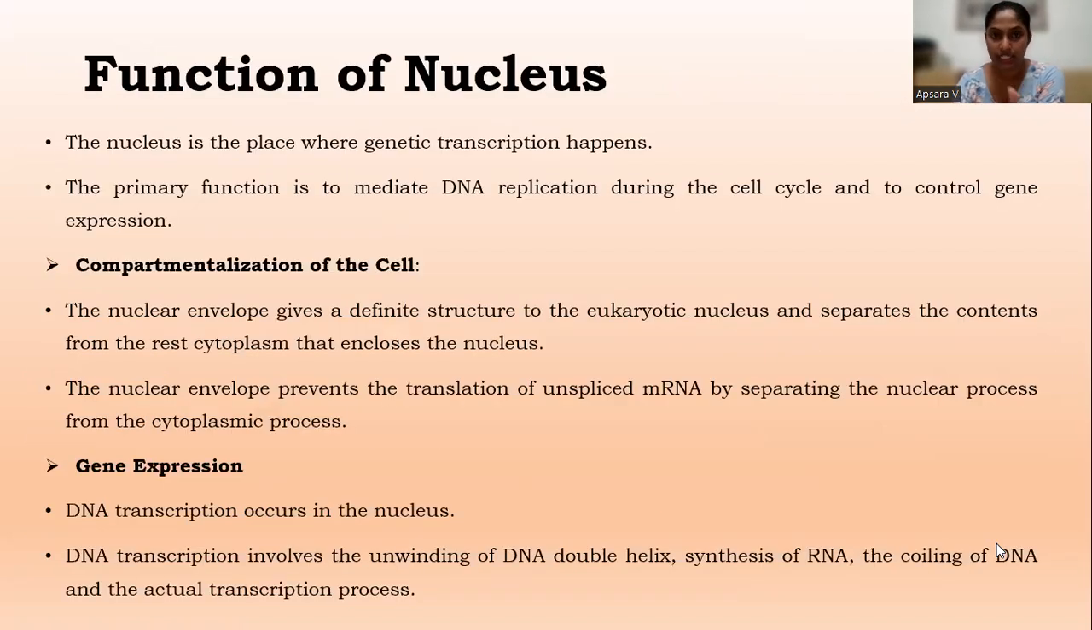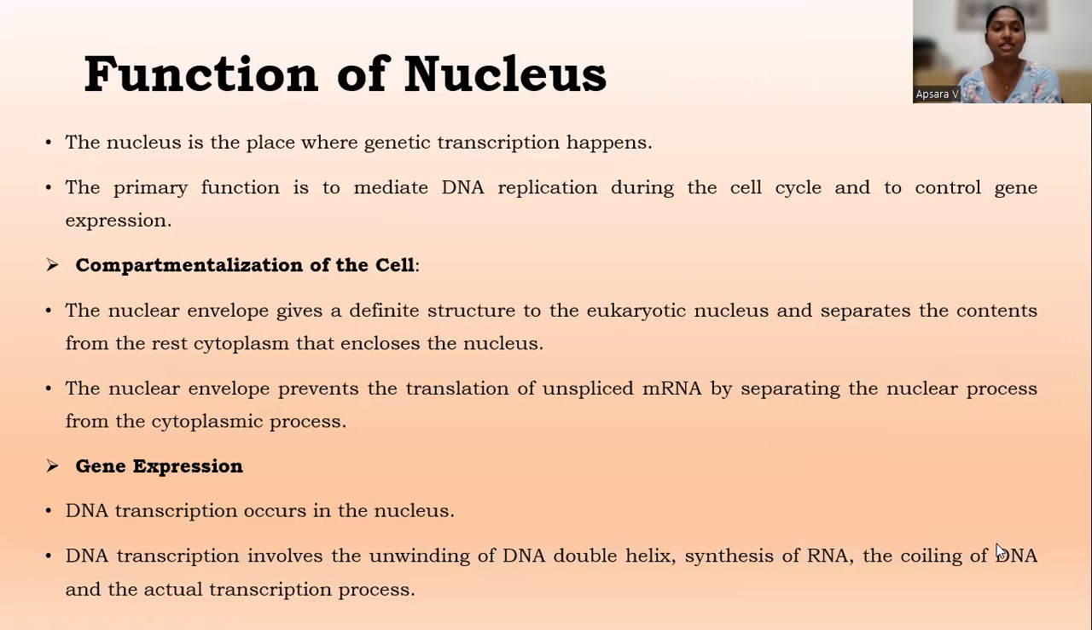It is a place where genetic transcription happens, and the primary function is to mediate DNA replication during the cell cycle and to control the gene expression. Apart from this, the other functions include compartmentalization of the cell. So the nuclear envelope gives a definite structure to the eukaryotic nucleus, and it separates the contents from the rest of the cytoplasm that encloses the nucleus. The nuclear envelope prevents the translation of unspliced mRNA by separating the nuclear process from the cytoplasmic process.